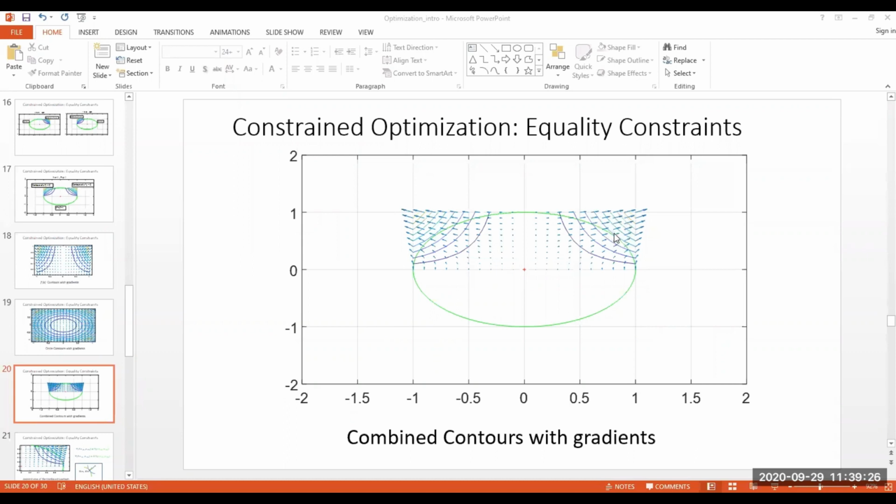Any control line above this contour is infeasible, because it does not intersect my circle. Any control line here does not satisfy the equality constraint. Any contours below this one have lower values of C. This point, this point, this point. So the maximum point would be achieved when they just touch each other, and that is this point, because it is a maximization problem.